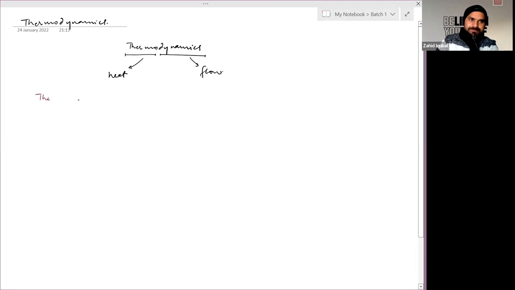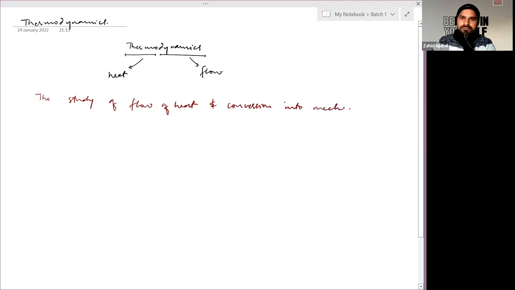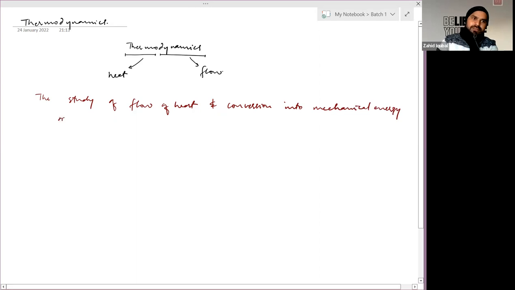So we define thermodynamics as the study of flow of heat and conversion into mechanical energy or other useful energy.